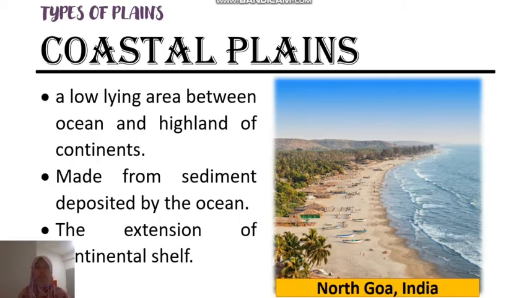Okay, now let me introduce you to the three types of plains. First one is coastal plains. Coastal plains are low-lying areas between the oceans and also the highlands of continents. These plains form because of the sediments deposited by the oceans, from the waves and also wind. And if you still remember, this is the continental shelf. The coastal plain is an extension of the continental shelf. This is an example: North Goa, India.